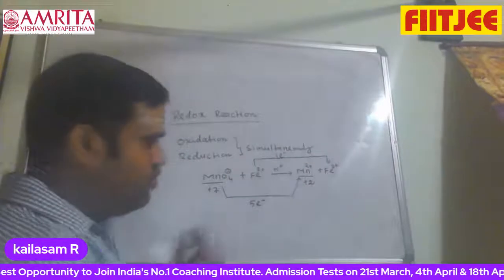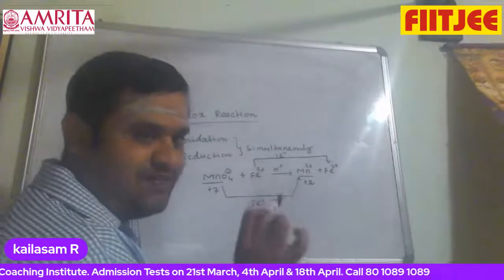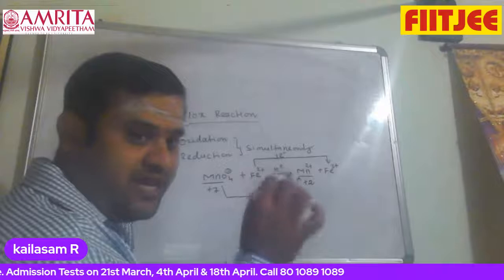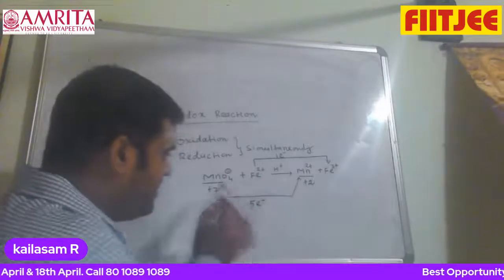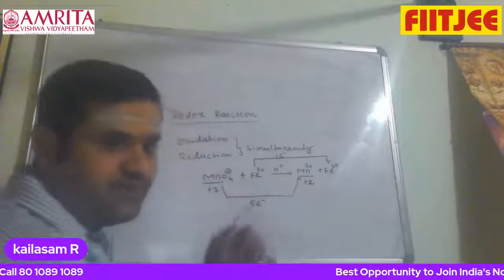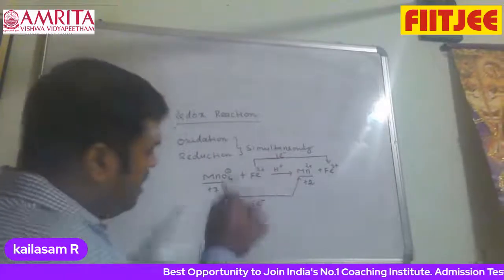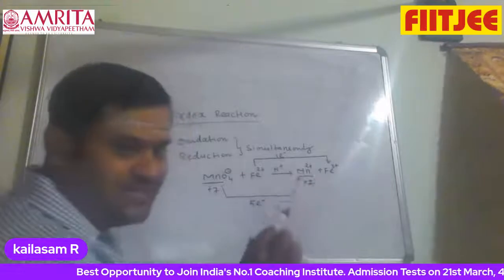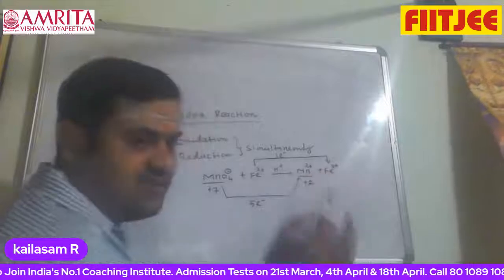So now what I am going to do? I just want to cross multiply. When I cross multiply, that is nothing but the n factor. The n factor is the reverse of the molar ratio. So what is the n factor? The n factor means the number of electrons gained or lost per mole of the compound. Now MnO4 minus becomes Mn2 plus, it gained 5 electrons. Fe2 plus becomes Fe3 plus, it lost 1 electron.